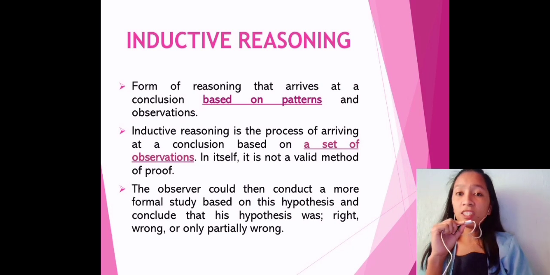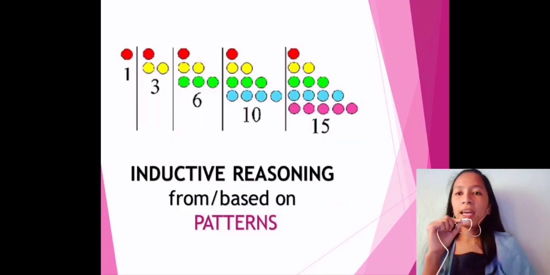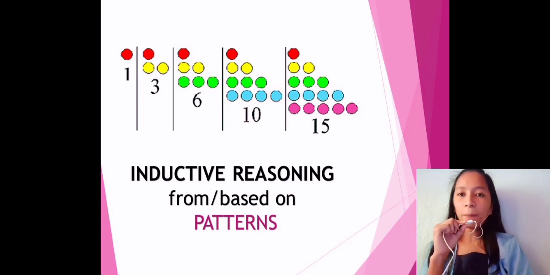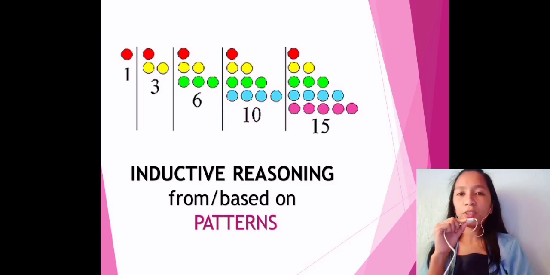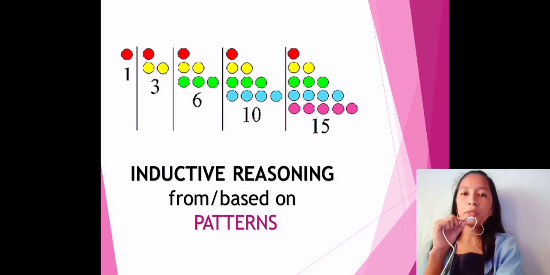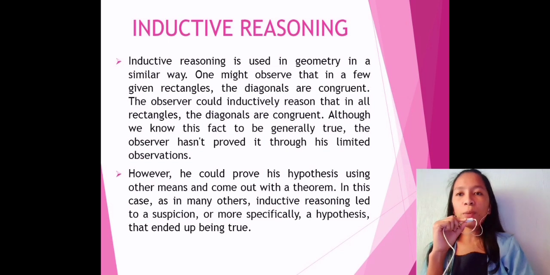Inductive reasoning is just a reasoning based on what we observe, based on the patterns that we observe. This is an example of inductive reasoning. As you can see, there is a pattern in the figure that we will explain more broadly later together with the following examples. Inductive reasoning is used in geometry in a similar way. One might observe that in a few given rectangles, the diagonals are congruent. The observer could inductively reason that in all rectangles, the diagonals are congruent.